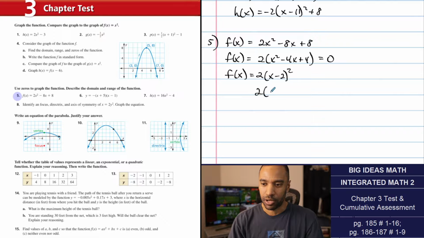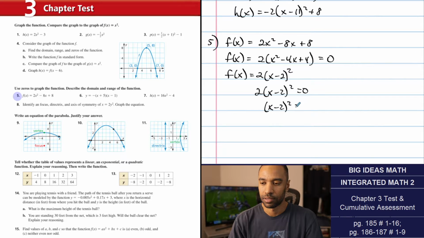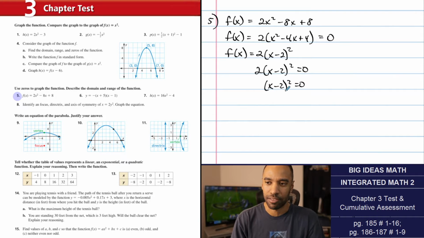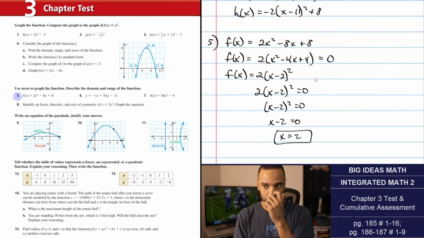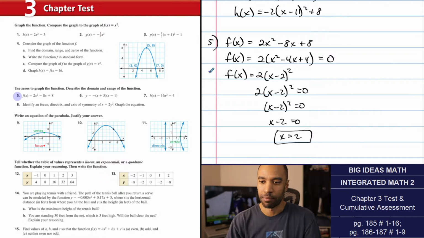Now let's set it equal to 0. Because I want to graph off of that. Divide by 2. And you kind of have this guy right here. So you have x minus 2 equals 0 or x equals 2. There you go. I like that more. Okay. Now this is the vertex form. And this is what I'd be graphing off of.